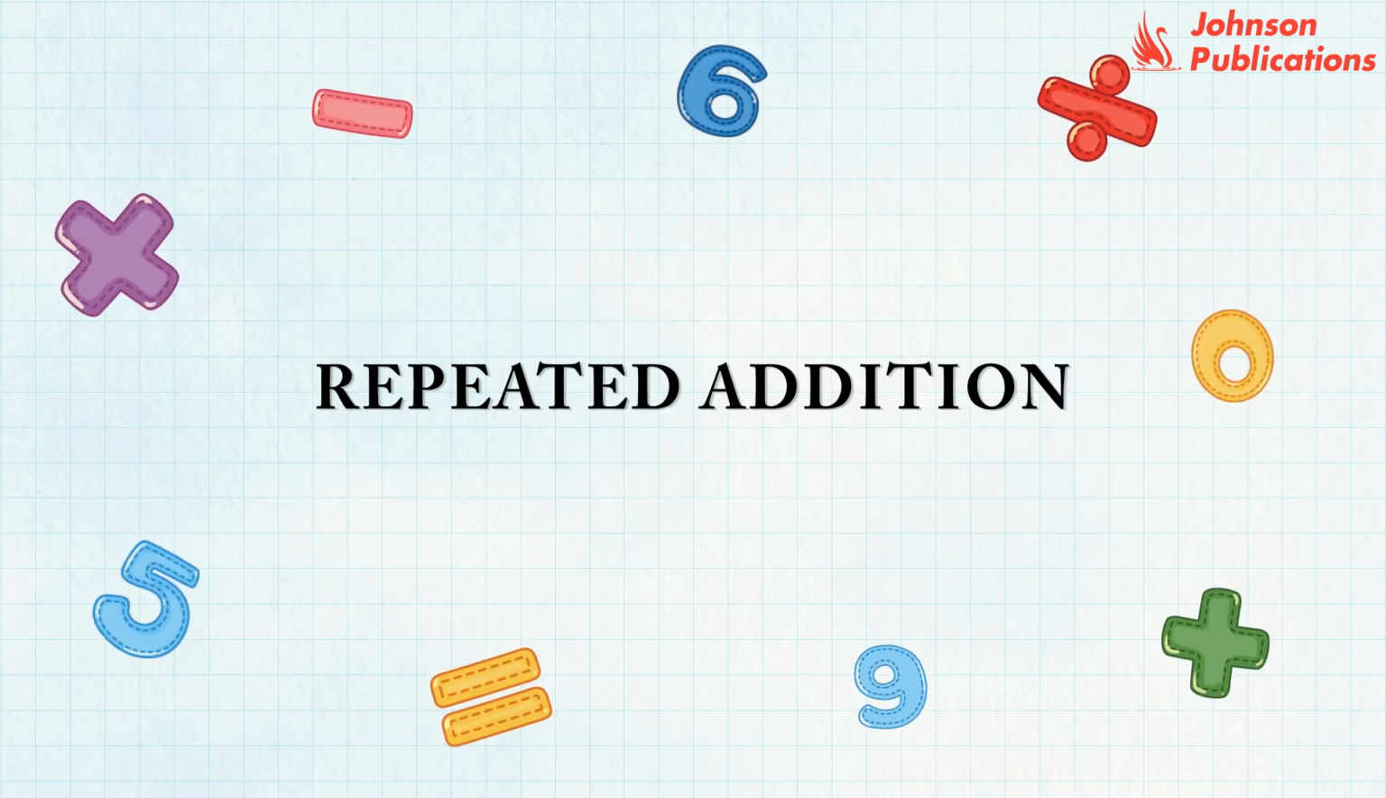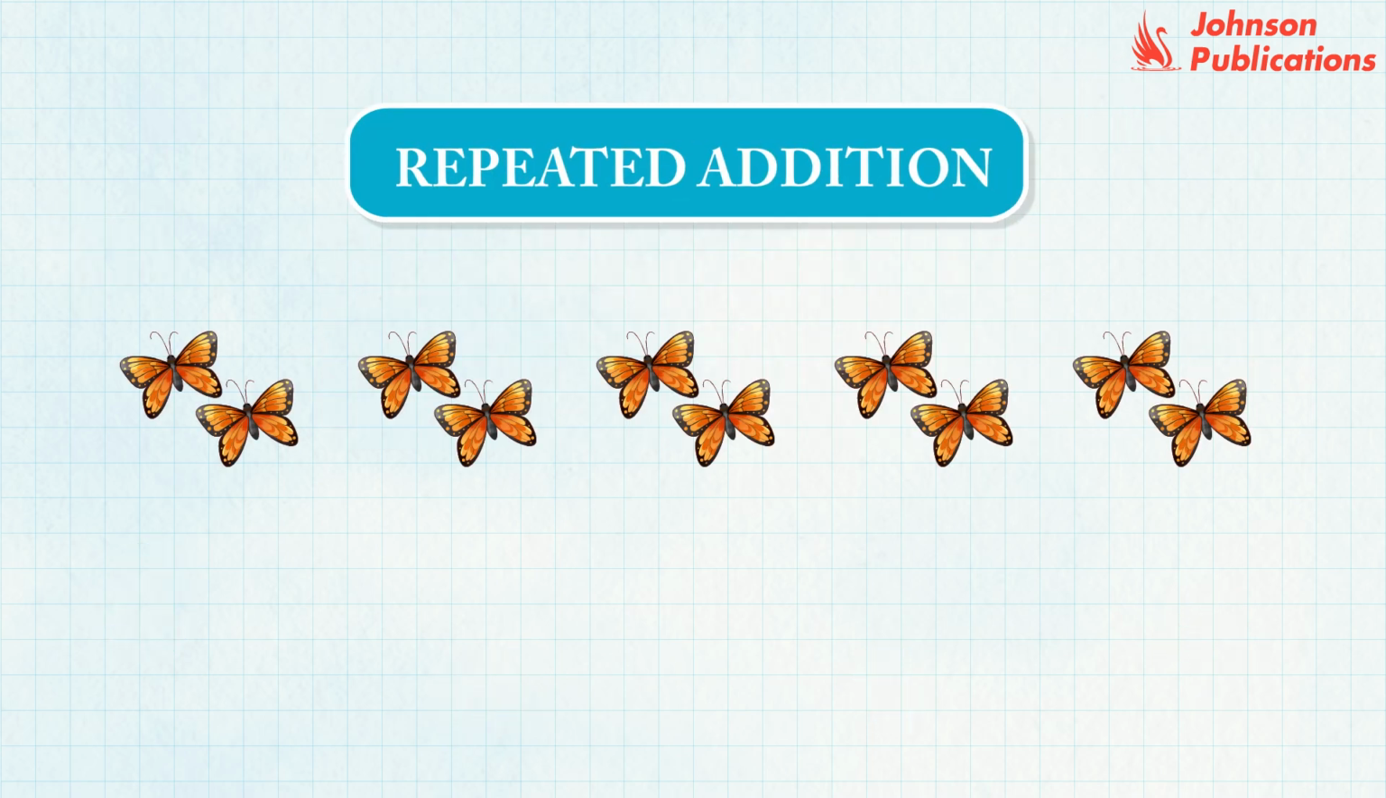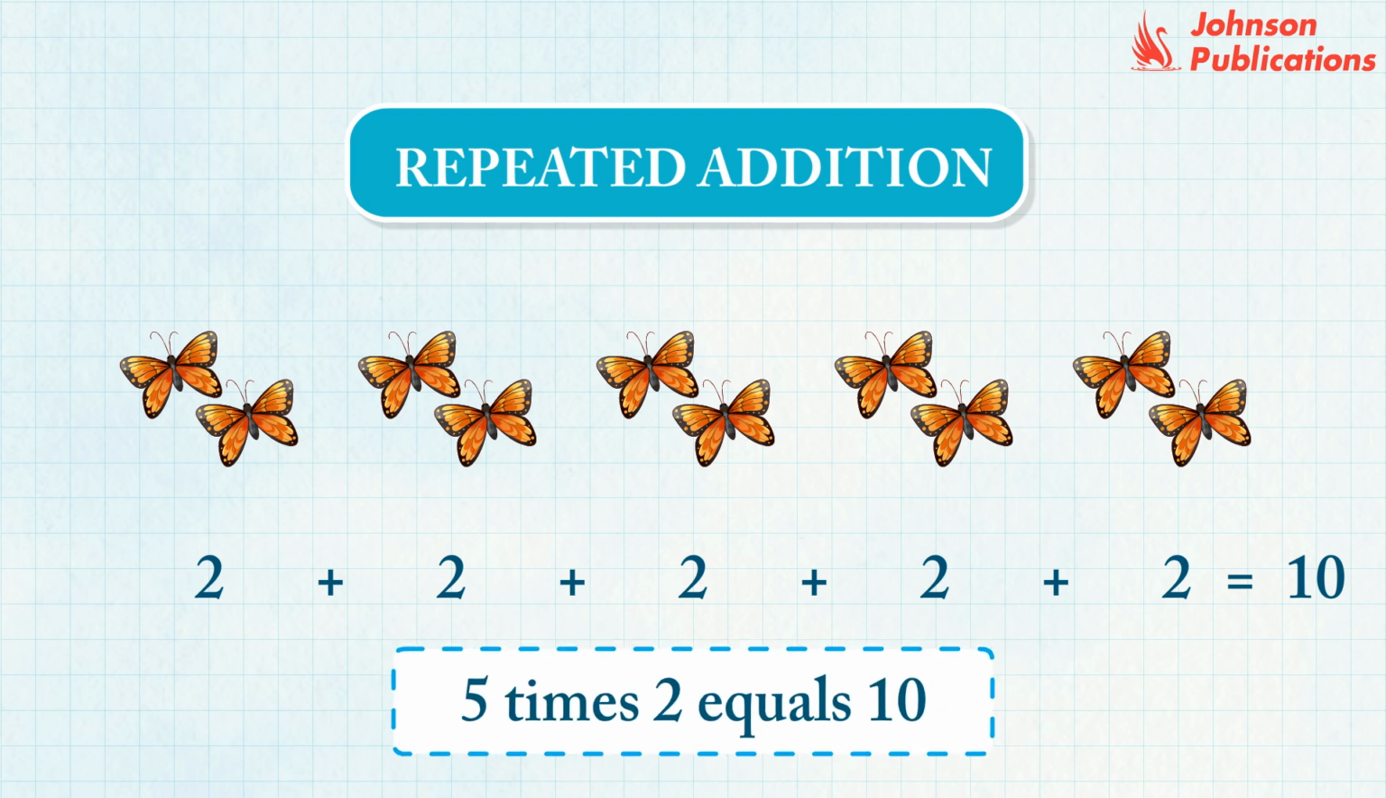Repeated addition. Look at the butterflies. These are five groups of two butterflies each. The total number of butterflies is 2 plus 2 plus 2 plus 2 plus 2 equals 10. This means 5 times 2 equals 10.